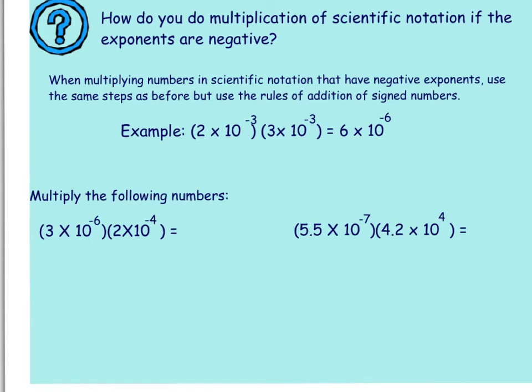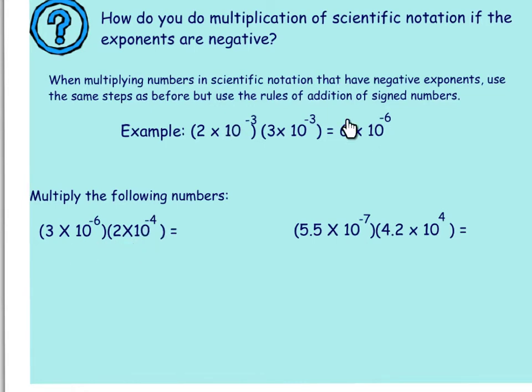So on this slide, we're going to talk about how we do multiplication with scientific notation if the exponents are negative. Well, if you're multiplying numbers in scientific notation that have negative exponents, we're going to do the same steps, the same things. And just remember that they're negative. So what's negative 3 plus negative 3? That's negative 6. And then 2 multiplied by 3 is 6. So there's the answer.